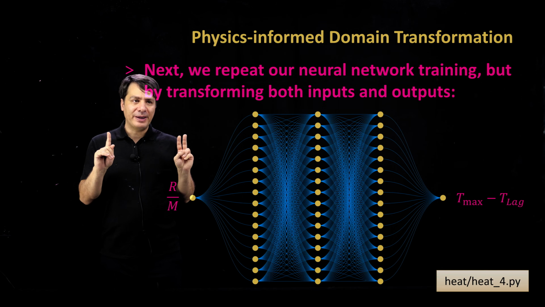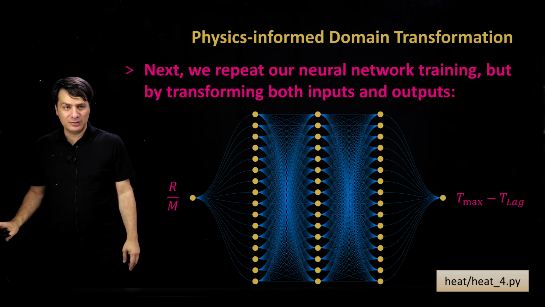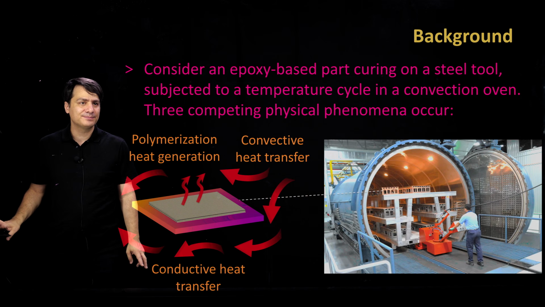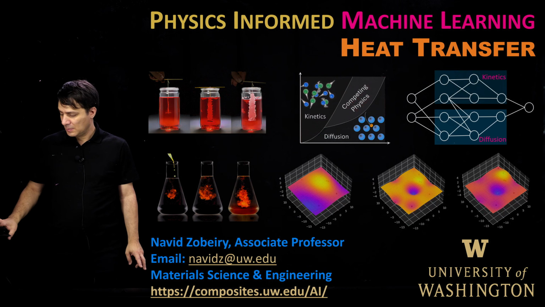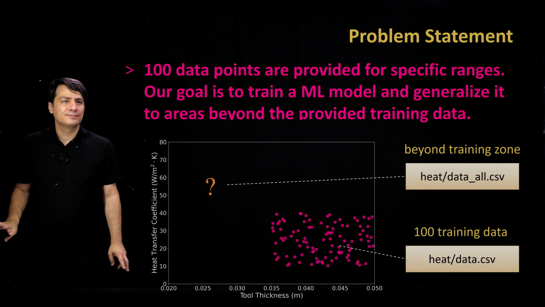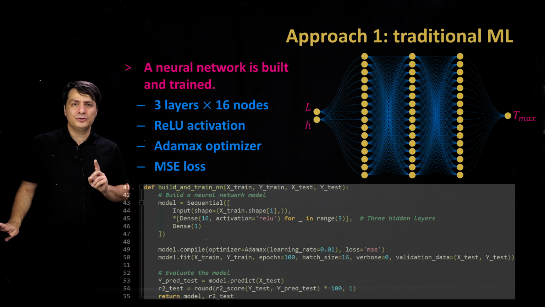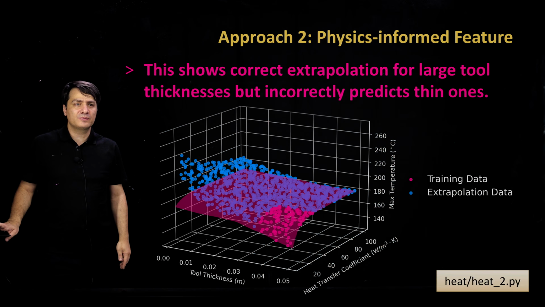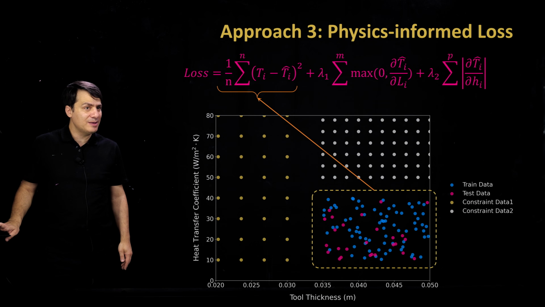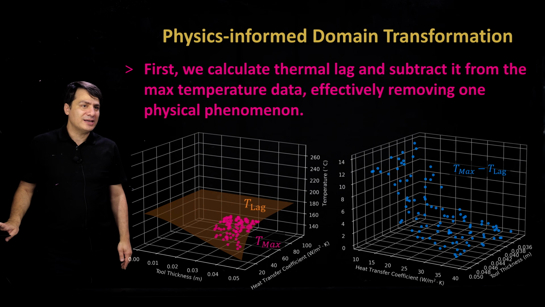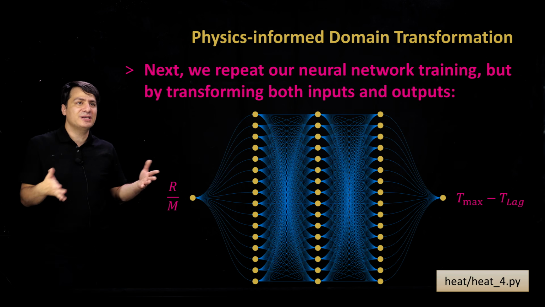So to compare, if you look at the original neural network that we used, I'm going to go back a few slides. This is the original neural network we used to train the model. You have L and H, and you're trying to predict Tmax. In this new approach, we are changing both inputs, reducing the inputs from 2 to 1, and we are also changing the output. So that's why I call it domain transformation, because everything has changed now.